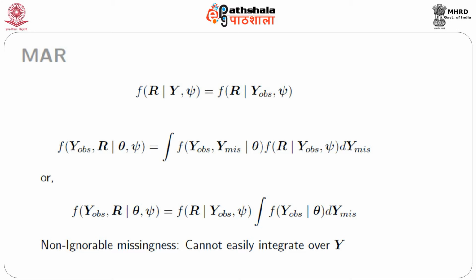Note that in MCAR this y observed was not there, so it was r conditional on psi only, but here it is r conditional on y observed and psi. So, for our example, this would become f of y observed, r given theta, psi is f of r given y observed, psi into f of y observed given mu observed, sigma observed. Now, non-ignorable missingness: f of r given y, psi depends on y miss as well as y observed. So, here we cannot easily integrate over y miss and come to such simple conclusions.